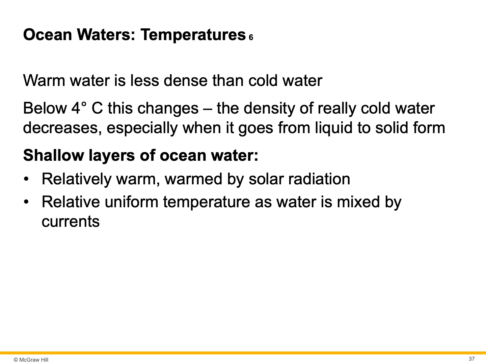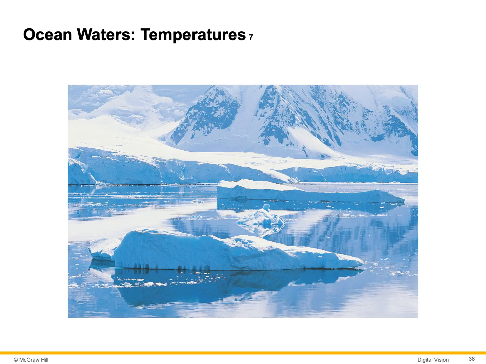There are shallow layers of ocean water, relatively warm, which are warmed by solar radiation. The temperatures are relatively uniform as water is mixed by currents. Water density differences: icebergs float on a bay in Greenland because the ice is less dense than water.